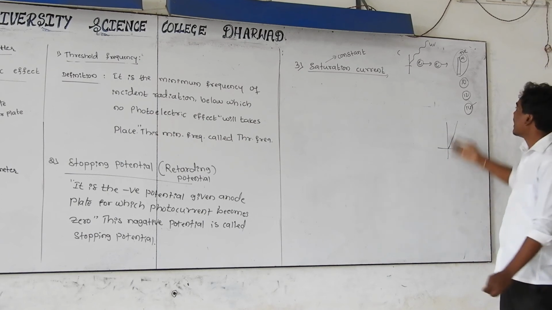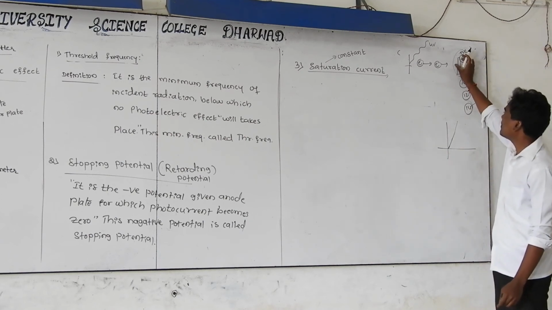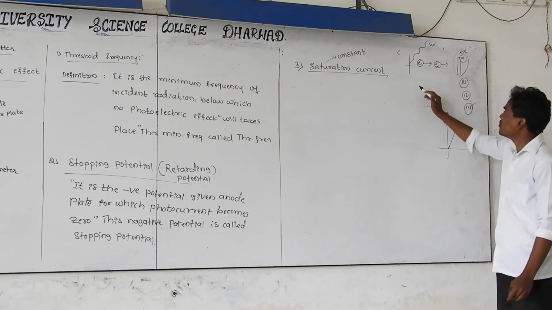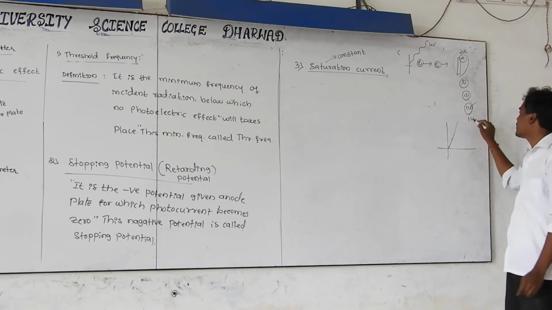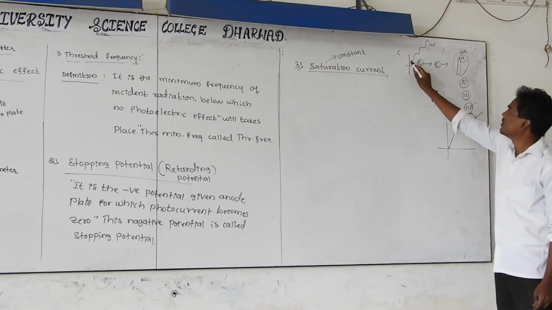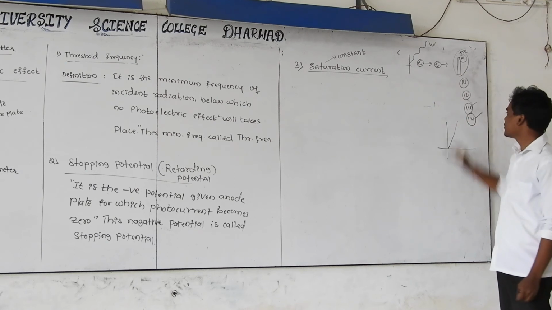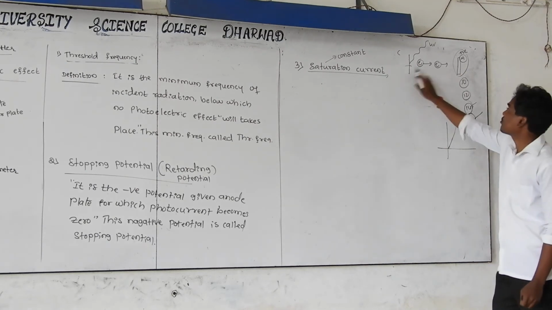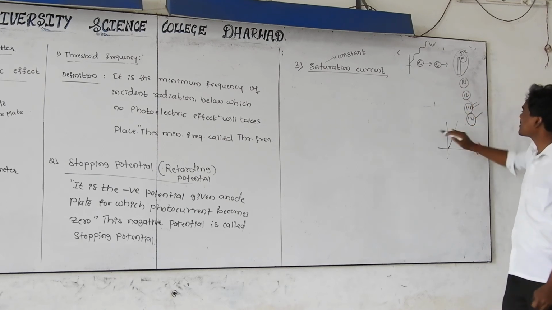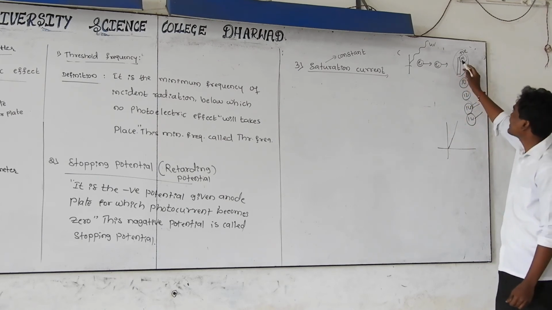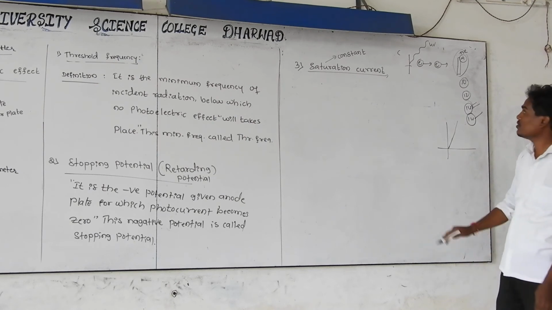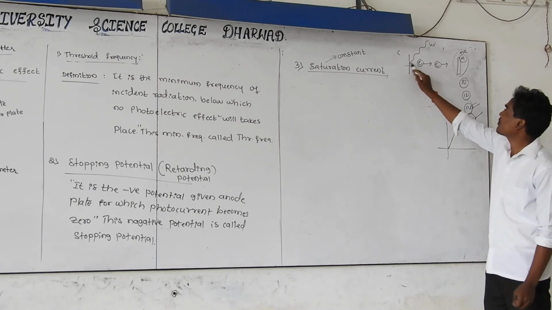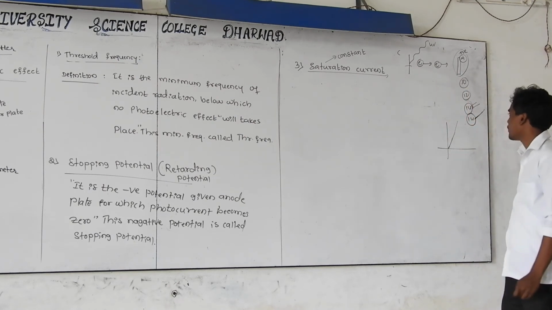Next, what am I doing? Again, I am increasing the positive potential. Then that time also, the number of electrons is 14 moving from cathode to anode. In the third step, the number of electrons moving from cathode to anode is 14. But in the fourth step also, after increasing the positive potential of the anode, the number of electrons moving from cathode to anode is also 14.